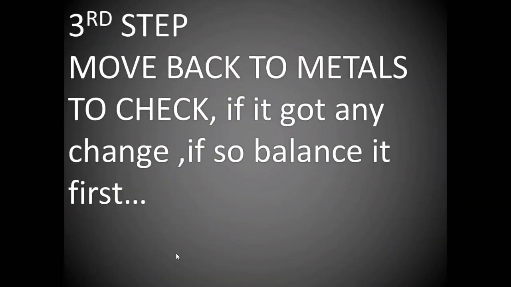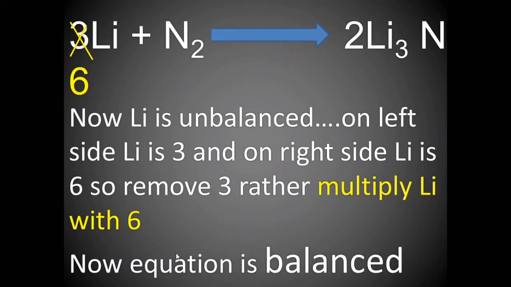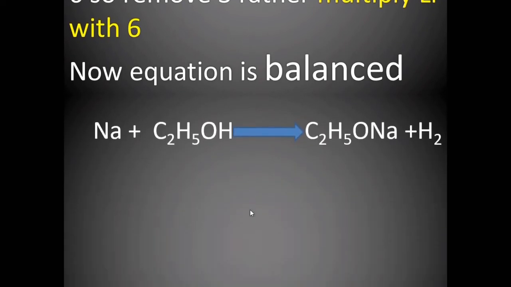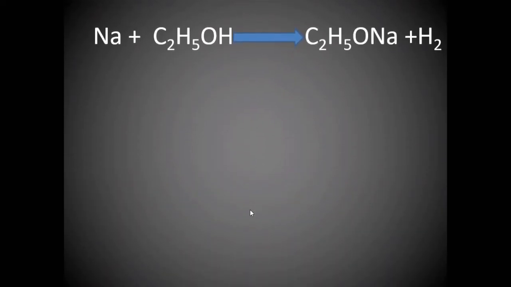The third step is to move back to the metals to check if they changed. Now the lithium is unbalanced. On the left side lithium is 3 and on the product side it is 6. So we multiply lithium on the reactant side by 6. So our equation is balanced. Now moving toward the second example.